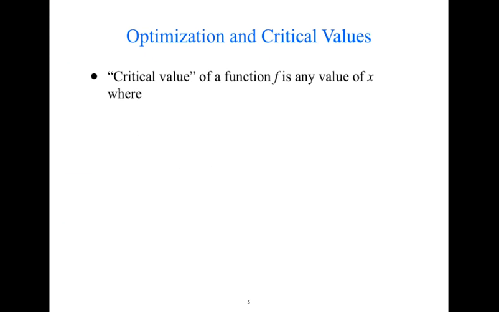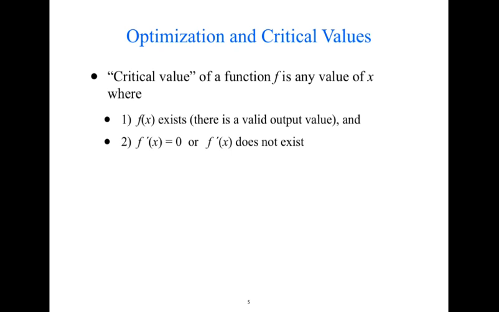So what is a critical value? A critical value of function f is any value of x where the function has to exist. So you have to have a valid value of the dependent variable. Okay? So it has to exist. And the derivative is 0 or does not exist. So the function at that value has to have a valid function value, and the derivative is either 0 or does not exist. So what does that mean?